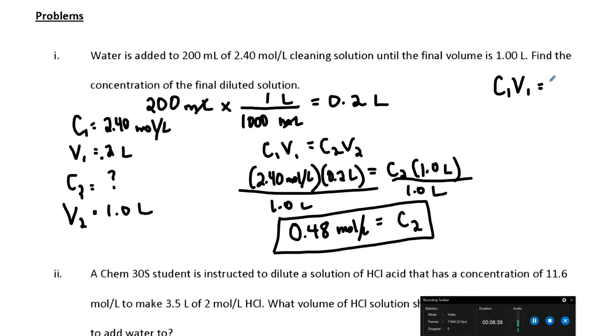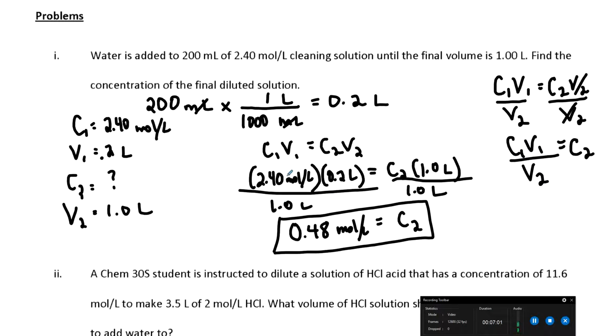So I'll just show you that over here just so that you know if you like. So if we're solving for C2, we want to isolate C2. So I could divide both sides by V2, and my formula would become C2 equals C1 V1 over V2. So really, it all ends up the same, right? That's exactly what I did here. It's just here I did it with numbers, and here I did it with letters.